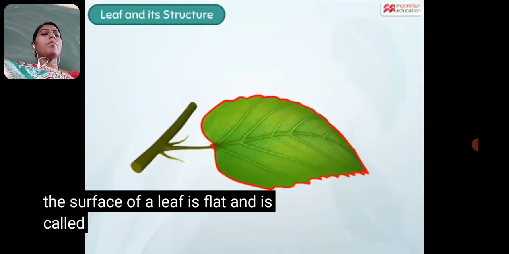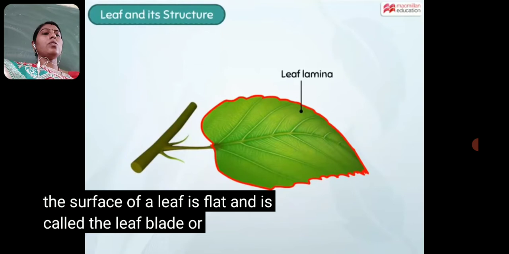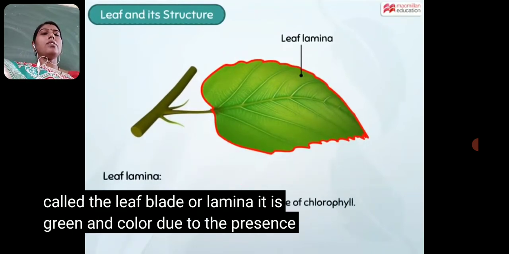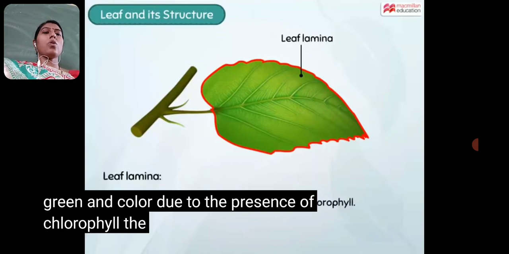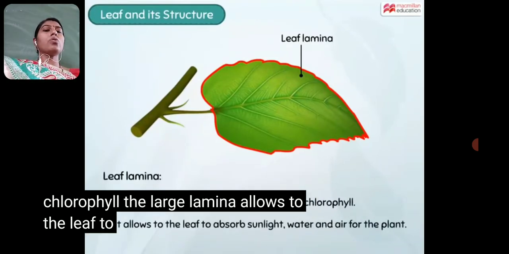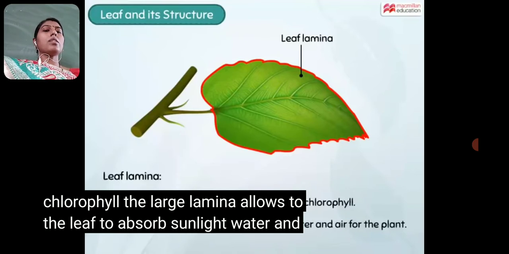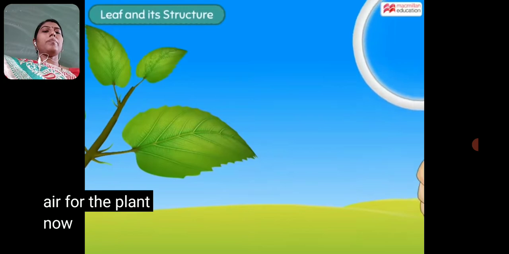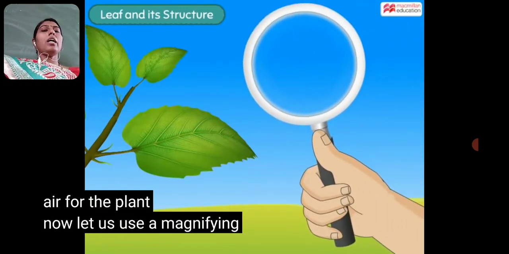The surface of the leaf is flat and it is called the leaf blade or lamina. It is green in color due to the presence of chlorophyll, children, and the large lamina allows the leaf to absorb sunlight, water and air for the plant.